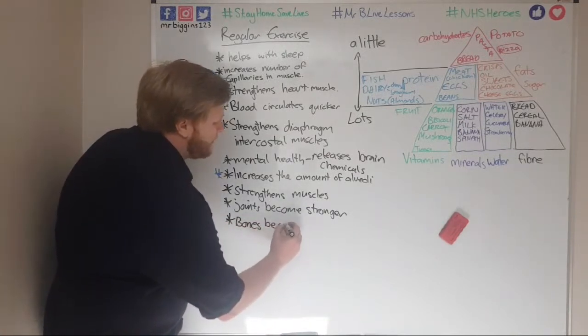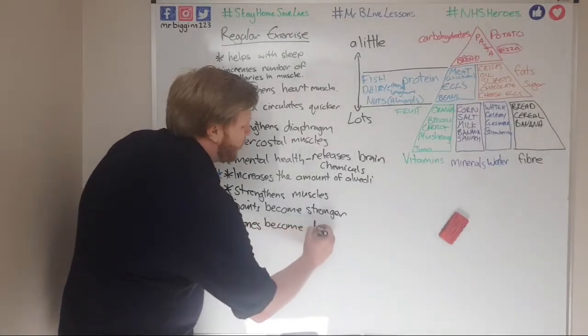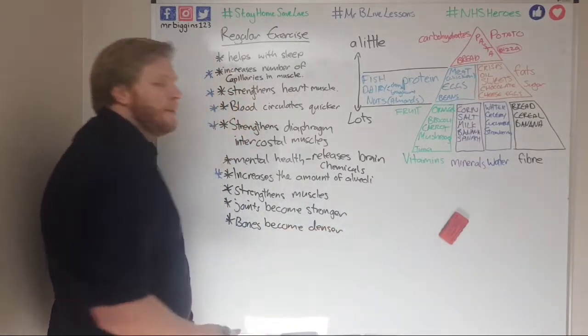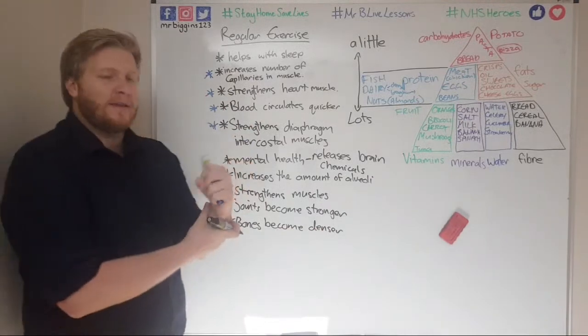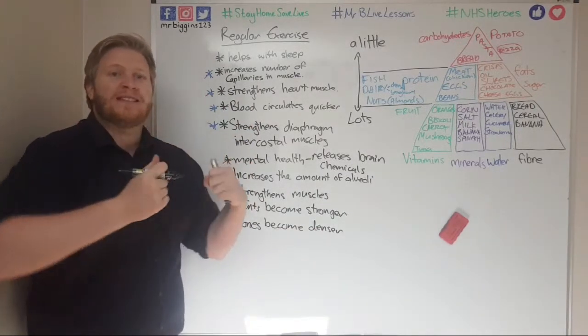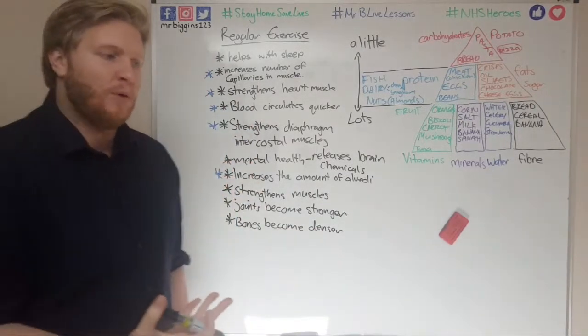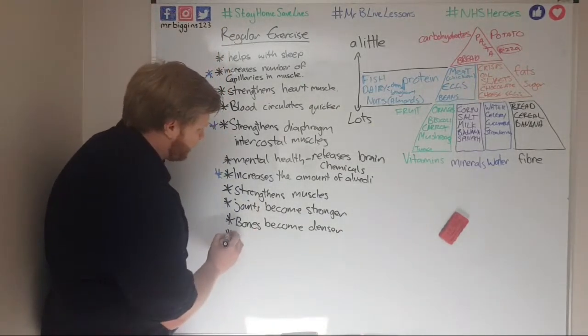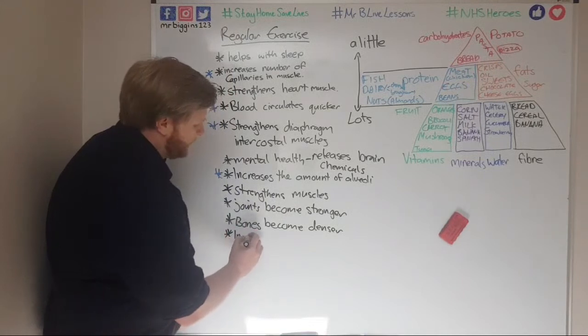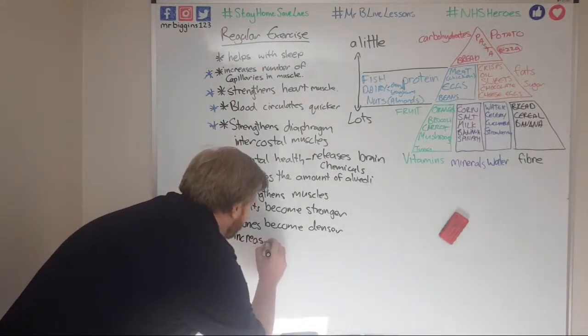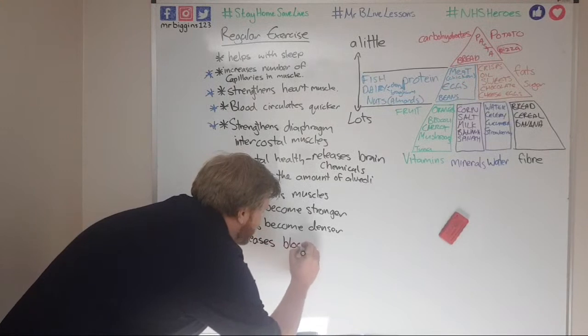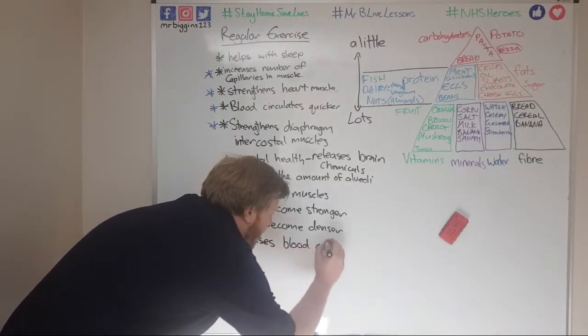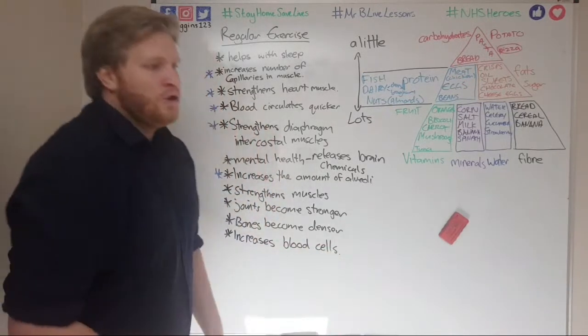Bones become denser. When a bone becomes denser, it means it's getting thicker, so width, they're getting thicker, which means they are stronger, so you're less likely to break a bone or anything like that. And last one, it increases blood cells. So it increases the amount of blood cells that you have in your body.